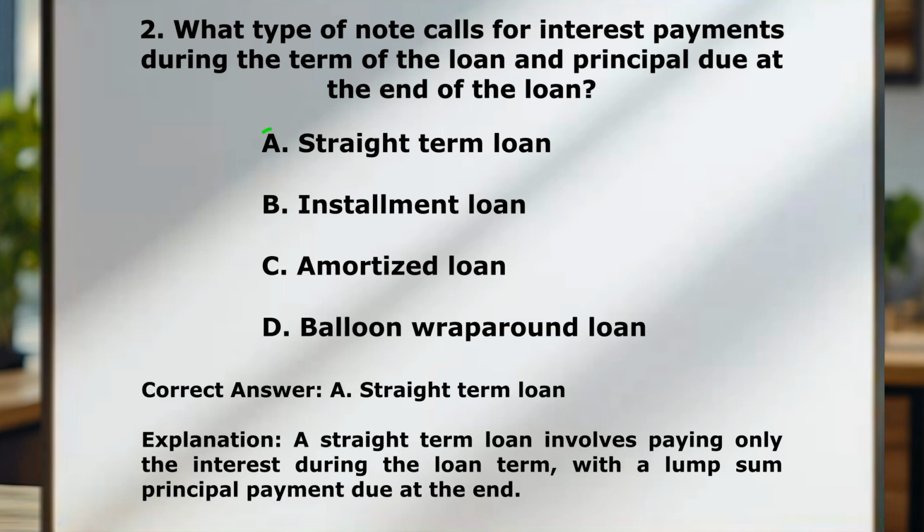Correct answer is A, straight term loan. So a straight term loan involves paying only the interest during the loan term and then a lump sum principal payment due at the very end.